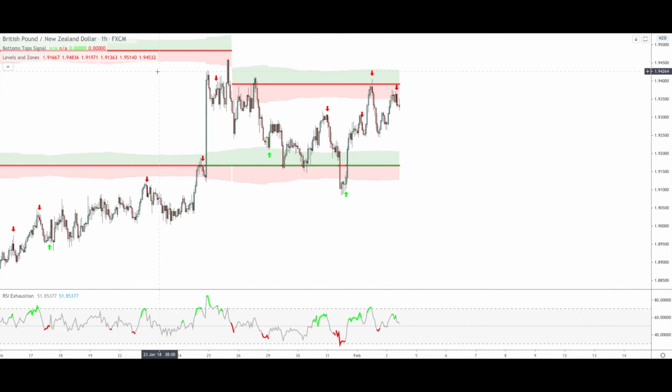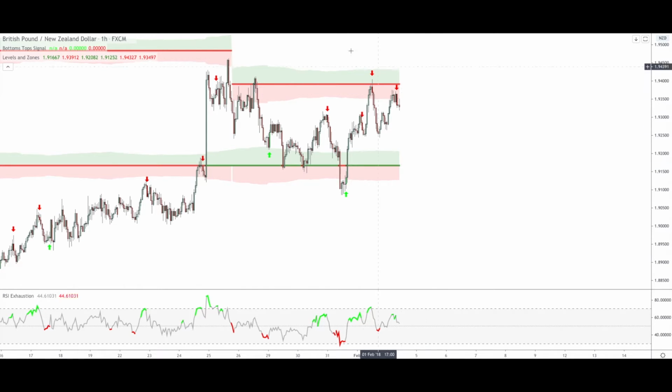Today I'm looking at the pound New Zealand dollar on the 1 hour time frame, and I'm using three indicators: the bottom stop signal, the levels and zones, and the RSI exhaustion down here. If you're interested in the indicators, you can test them yourself. You find the link in the description down below. So what I'm looking at here is this setup, this price action, which looks like the price will likely come down.